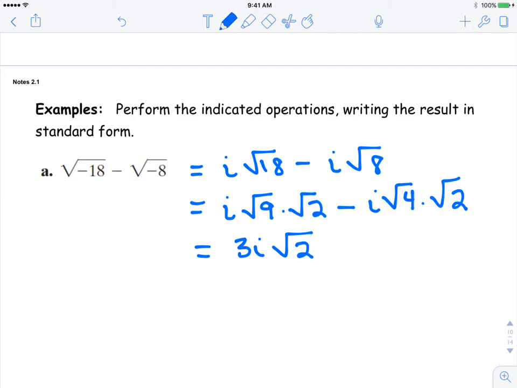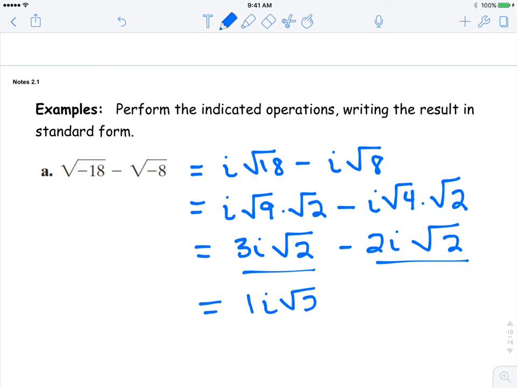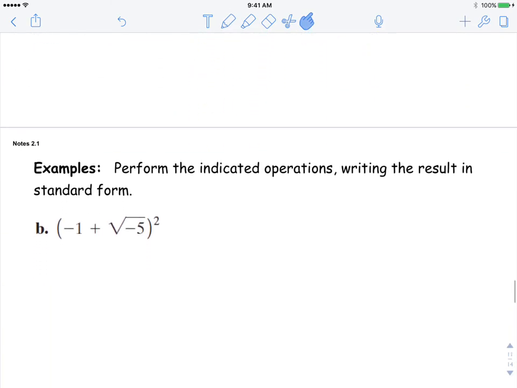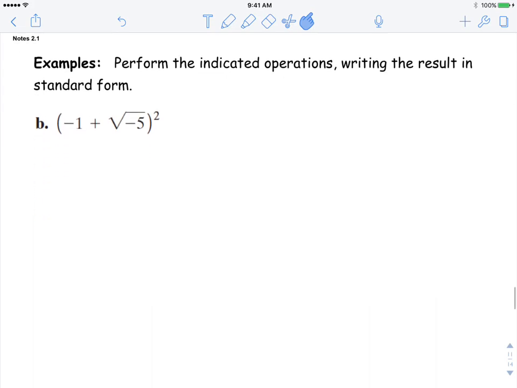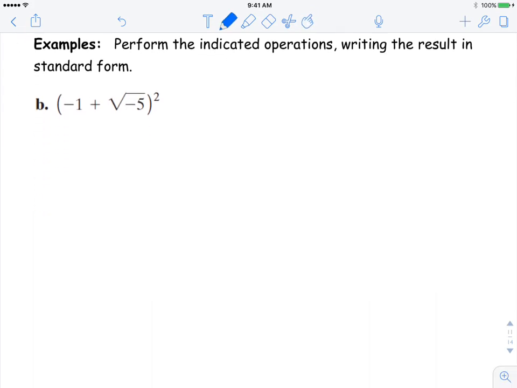Go to the next term. The square root of 4 is 2, so you have 2i square root of 2. These two terms are alike, so we can combine their coefficients. So 3i minus 2i is 1i square root of 2, or i square root of 2. Next example.